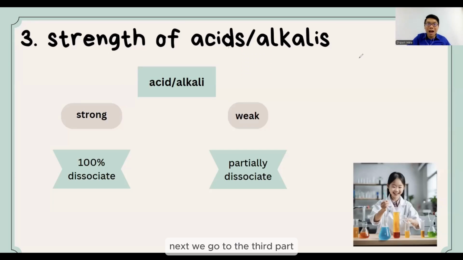Next, we go to the third part, which is how to see the strength of acid or alkali. For acid and alkali, it's either in a strong situation or a weak situation. So how can we differentiate them?